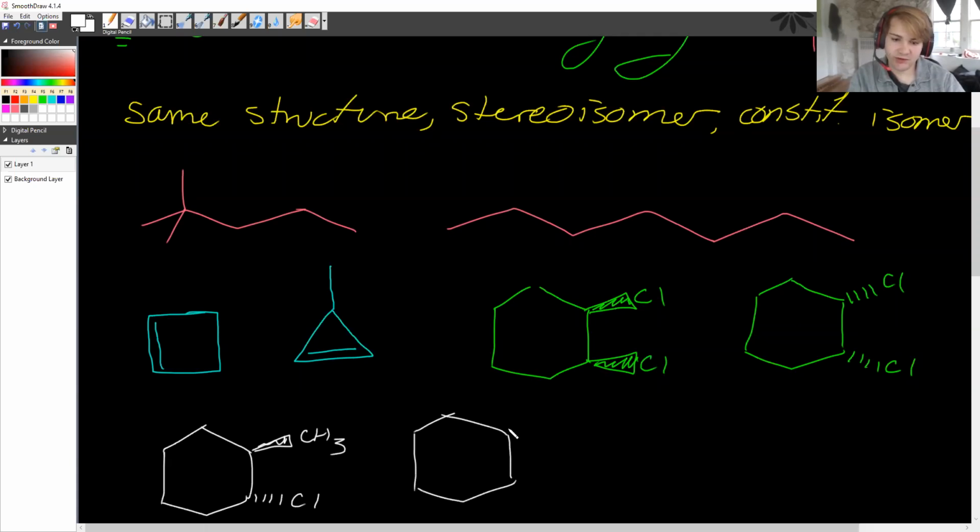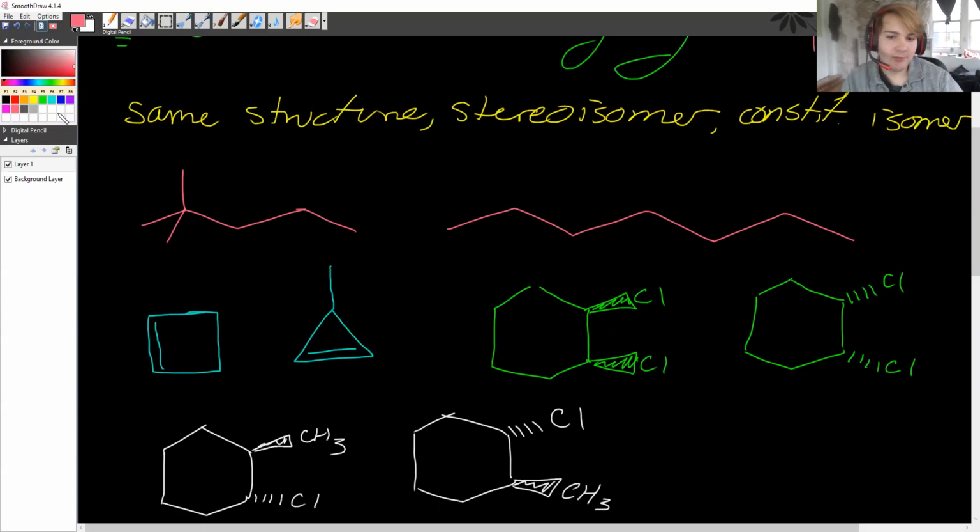So for each pair, let's go through and talk about if each one is the same structure, a stereoisomer, or some sort of... wait, you're doing this right? Yeah, cool.